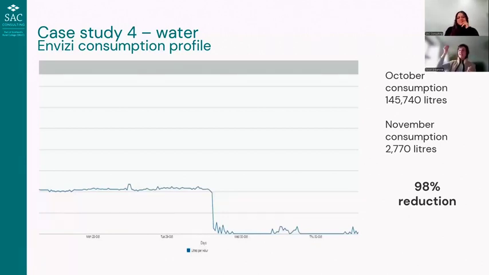And within a month, you can see the massive drop. So in October, their consumption was 145,740 liters of water in this one toilet. And then in November, it dropped right down to 2,770 liters. So that's a 98% reduction of water. Sadly, money-wise, it does not make such a big difference. I think it made only about £1,000. Now, for me, that's major. That's a massive saving. For some of these shops, very sadly, it's just not.